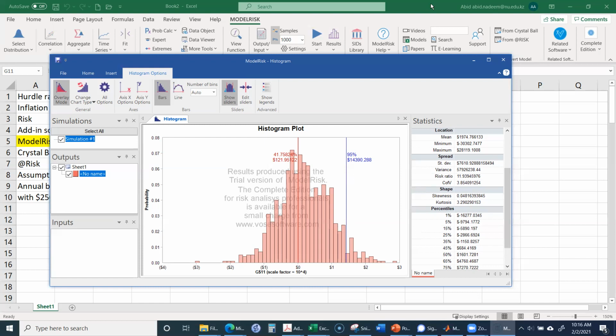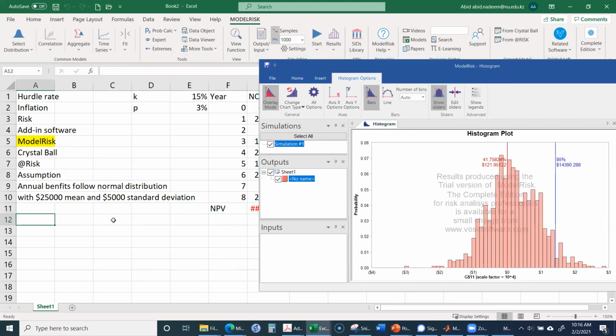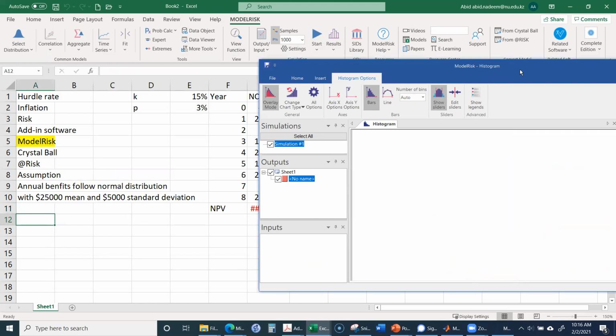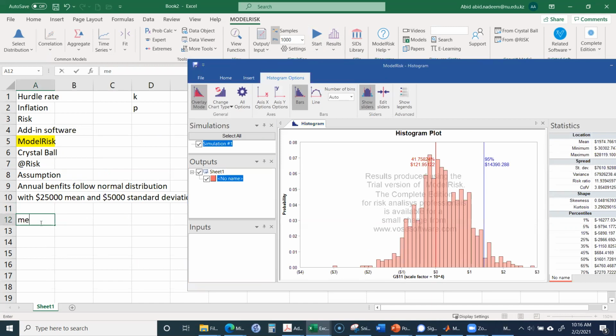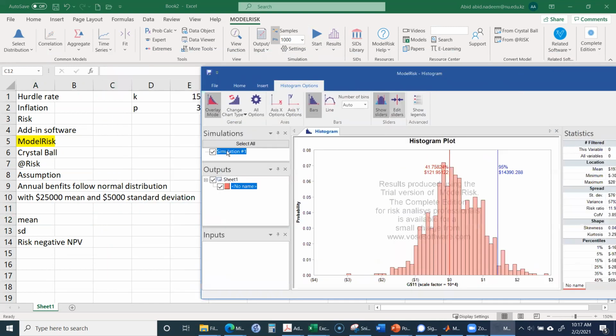So due to this data, if I want to input the data over here, there are three important pieces of data that I have got from here: the mean value of the investment, the standard deviation, and the risk for negative net present value. The mean value is 1974.